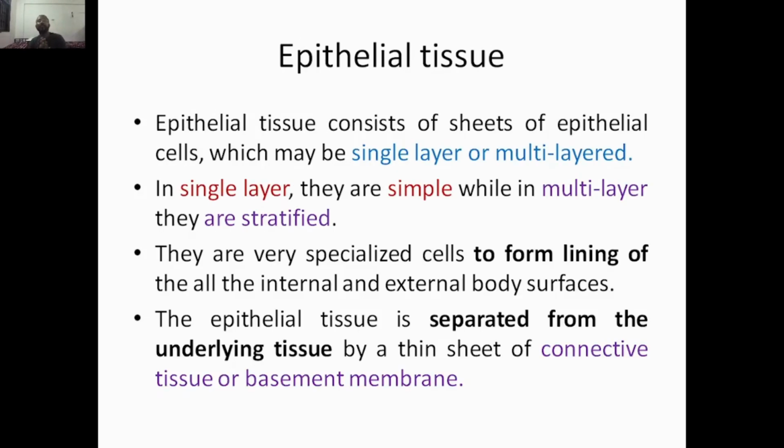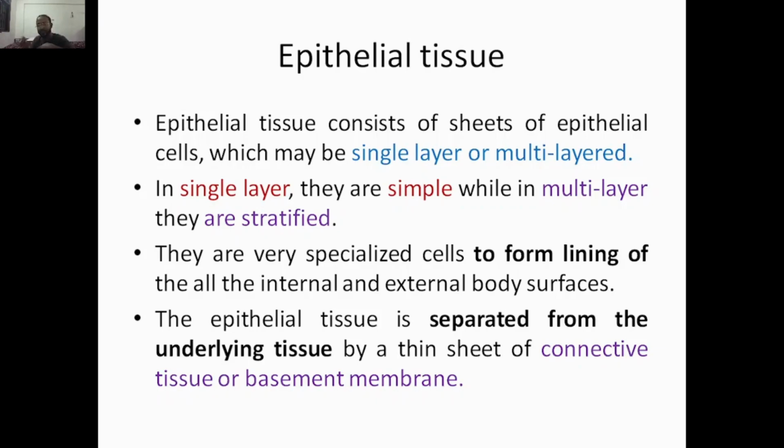So epithelial tissue consists of a sheet of epithelial cells which may be a single layer or multi-layer. Whatever we discussed about epithelial cells, the same applies to tissues, but here the layer will be single or multi-layer. In a single layer they are simple, while in multi-layer they are stratified, because different intercalation will be there. They are very specialized cells that form a lining of all the internal and external body surfaces. Now the epithelial tissue is separated from the underlying tissue by a thin sheet of connective tissue or basement membrane. So always know that the epithelial tissue is separated from the adjacent tissues next to it.